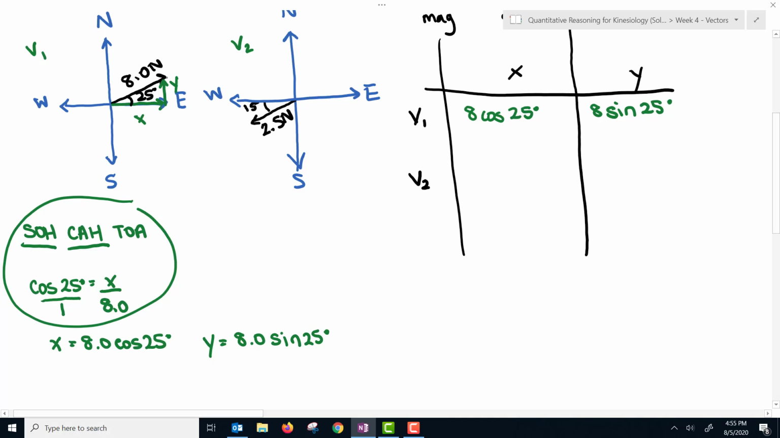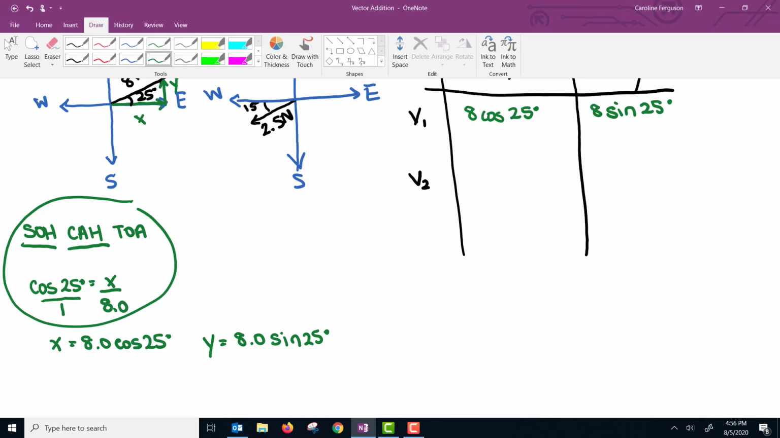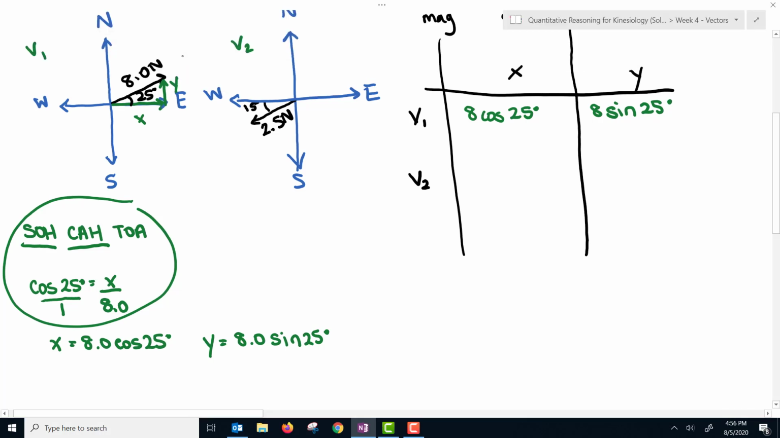Okay, so now we can move on to v2. If you think you're ready to do this on your own, go ahead and try it. Otherwise, you can stick with us and we'll do it together. So we have the x component over here and the y component going downwards, like that. So notice that our original vector, 2.5 newtons, was pointing to the left and down. That's why the x component is pointing to the left and the y component is pointing down.